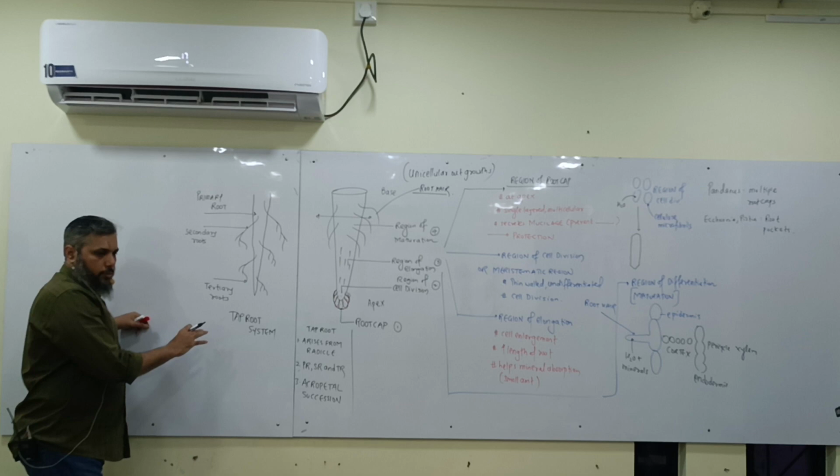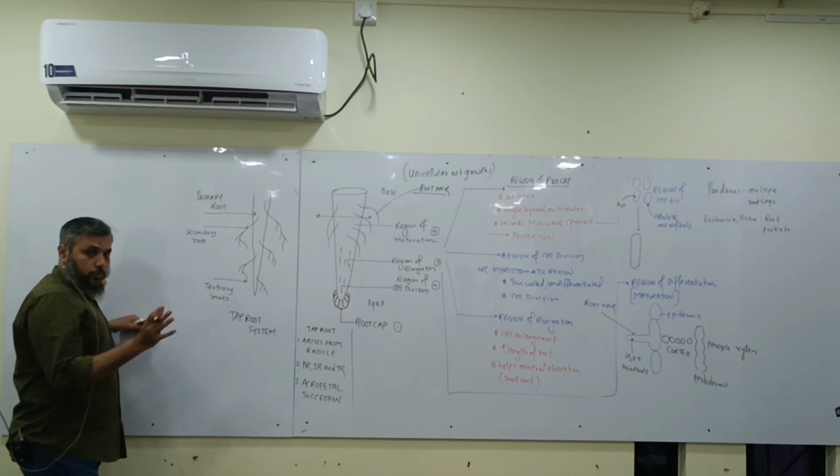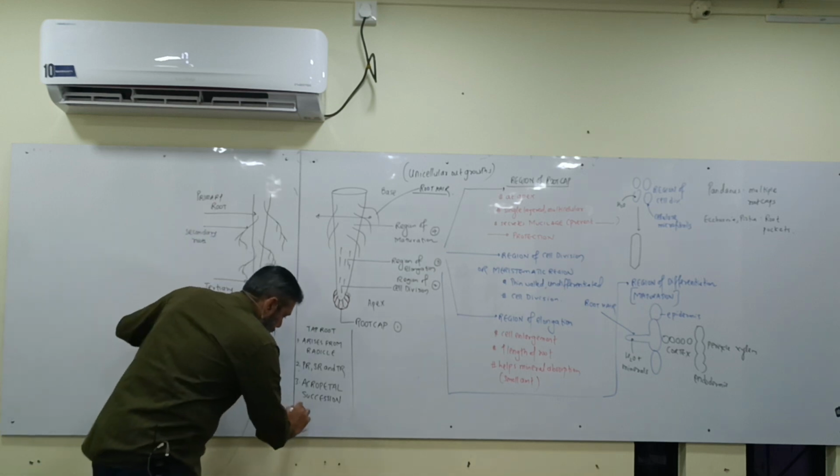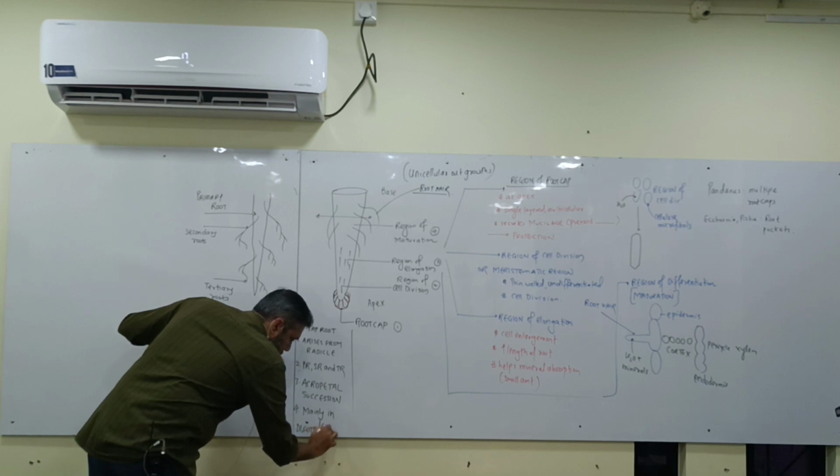The tap root system. So you know angiosperms have two groups, dicots and monocots. I discussed this with you before also. Right? So the tap root system is found mainly in dicots and gymnosperms.